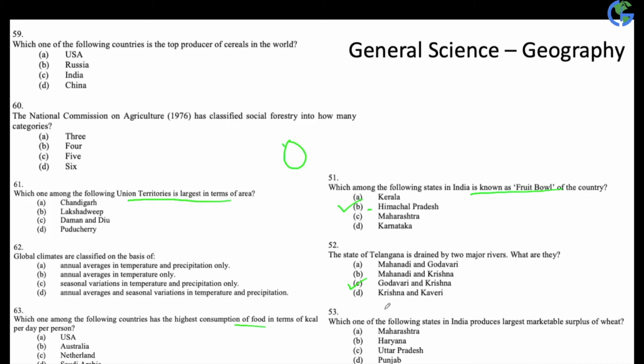So these are some basic questions that you need to read once, and then try to remember it, read it again and again, so that you can answer these questions correctly.